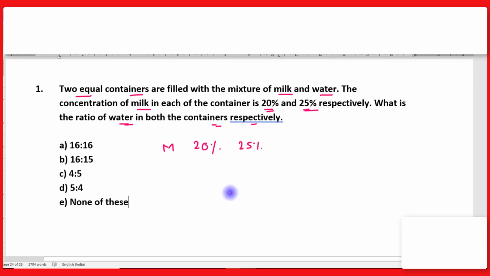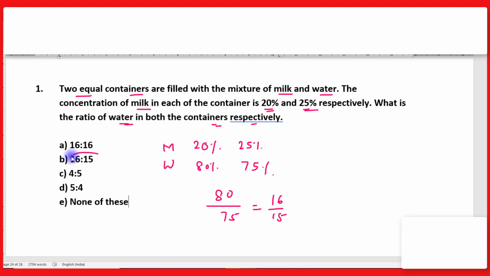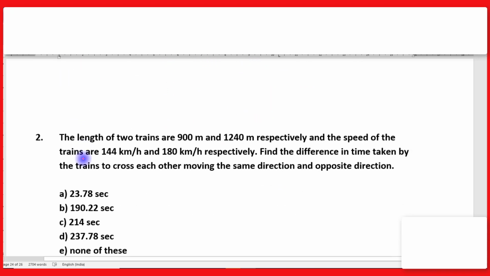Since the milk is 20%, it means that the quantity of water in it will be 80%, and here the quantity of water will be 75%. And therefore the ratio of the water will be 80 by 75, which is 16 by 15, and therefore the ratio of water in the two containers will be 16:15, that is option B is correct. Now move to the second question.